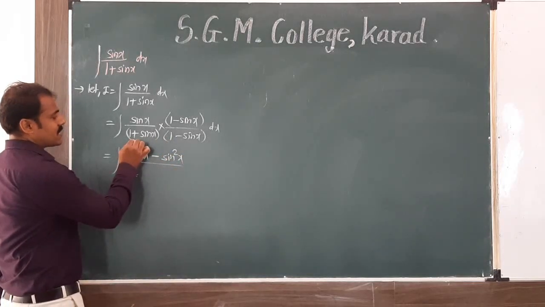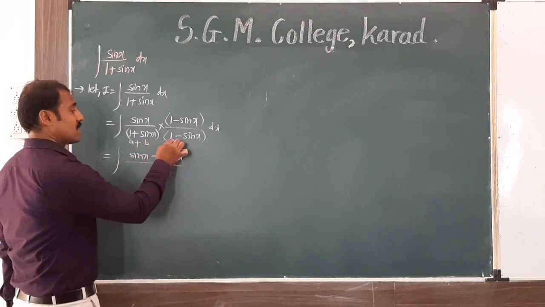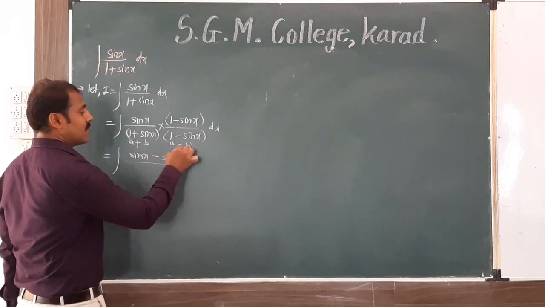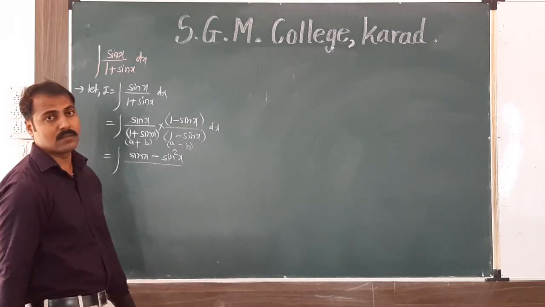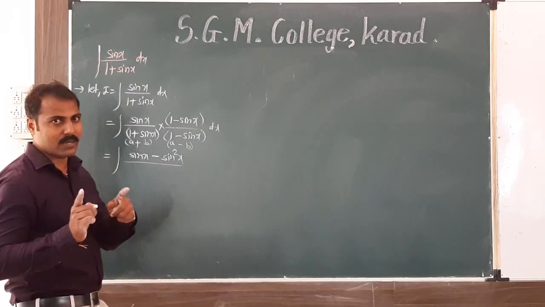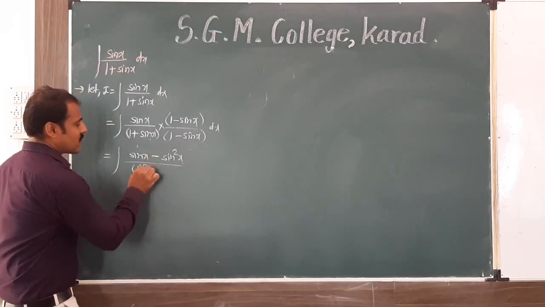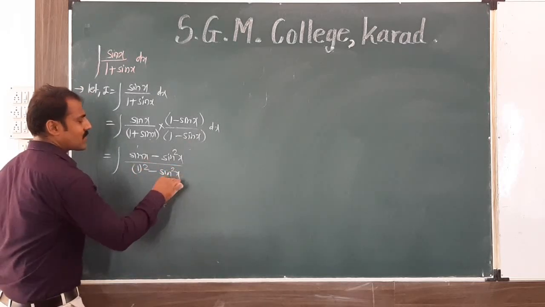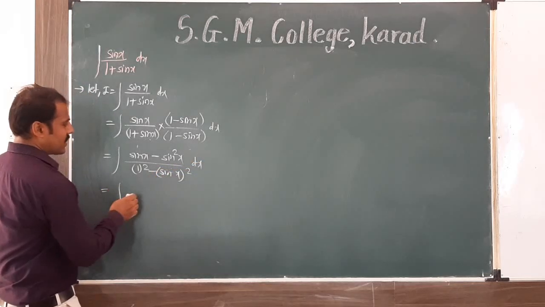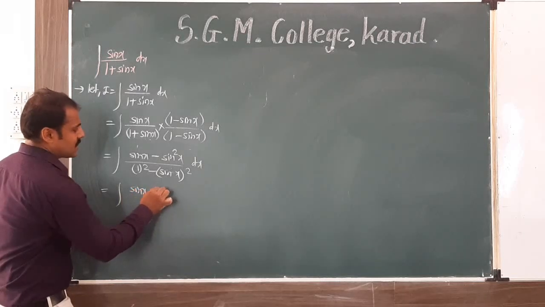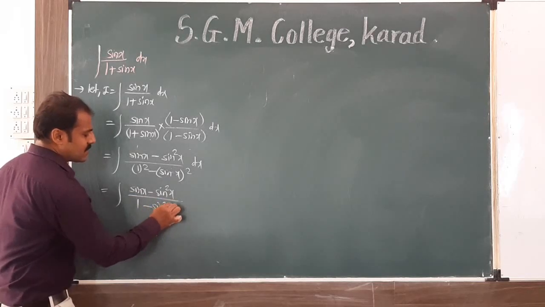We know that, consider 1 as a, sin x as b, so it becomes a plus b, and here is a minus b, and we know the formula for a plus b into a minus b, which is a square minus b square. So it becomes 1 square minus sin square x. Okay, which is equal to integration of sin x minus sin square x divided by 1 square is 1 minus sin square x as it is.